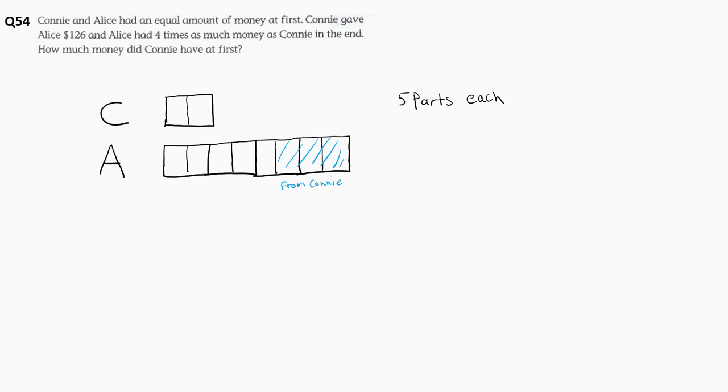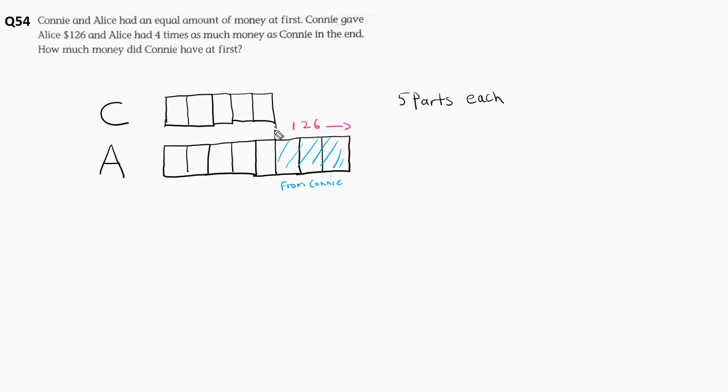Okay, and we can double check that. Let's draw in another 3 parts. 1, 2, 3, and we can see, yes, this is where it's equal. Okay, they've got 5 parts each. Right, well, now we can do something. We know we have an amount here. We know that Connie gave Alice $126. So we have a value that we can put in here.